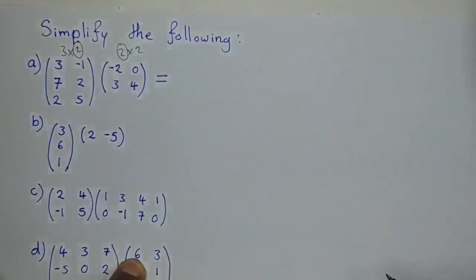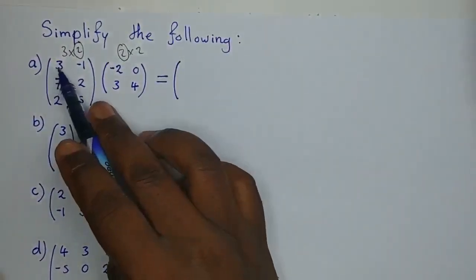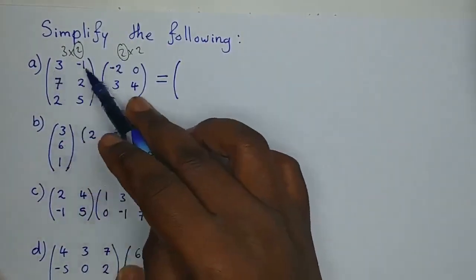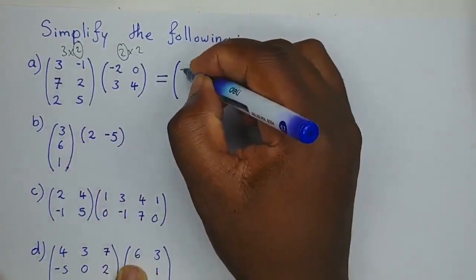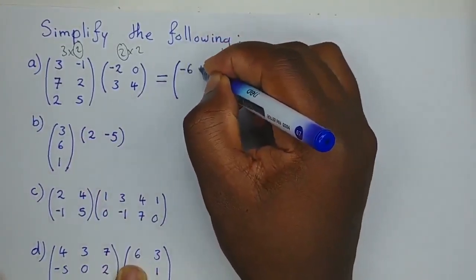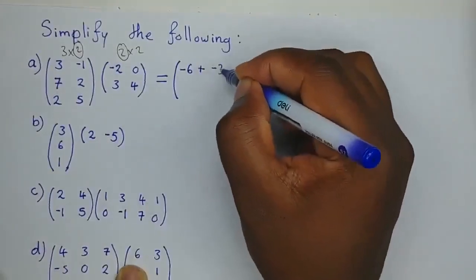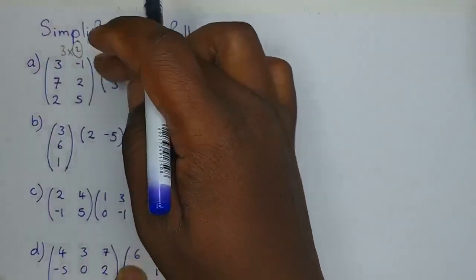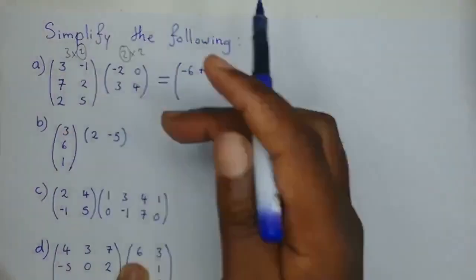So multiplying these matrices, this is what will happen. We're going to multiply rows times the column. So the first row times the first column. So 3 times negative 2, we get negative 6. Then we add negative 1 times this 3 here, we get negative 3. So that's the first row times the first column. Now we're going to move on to the next row.